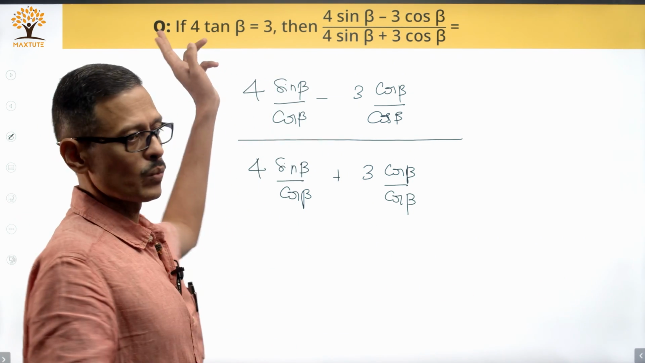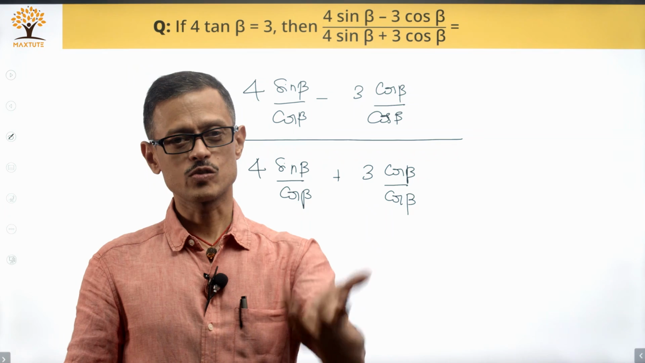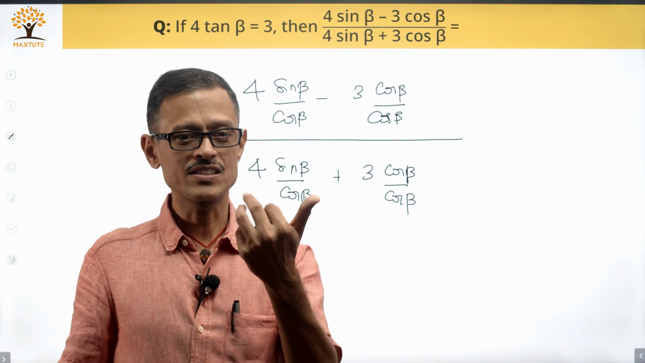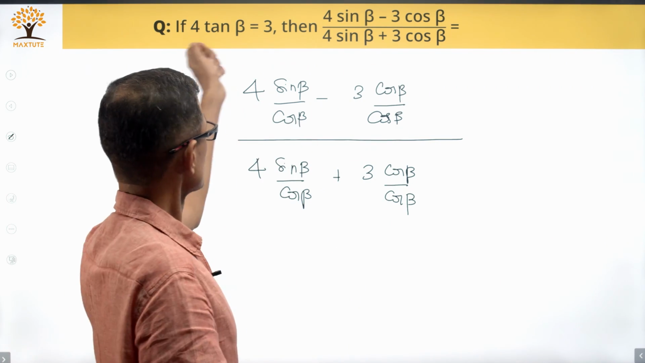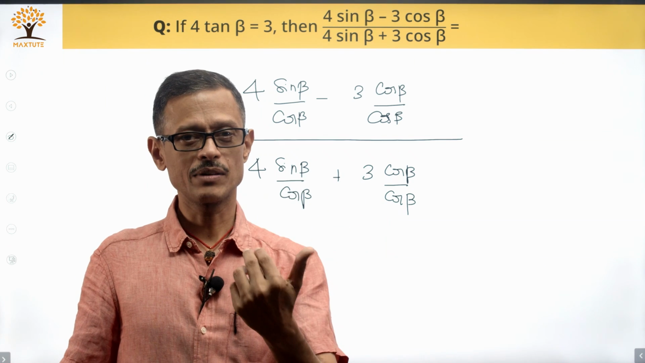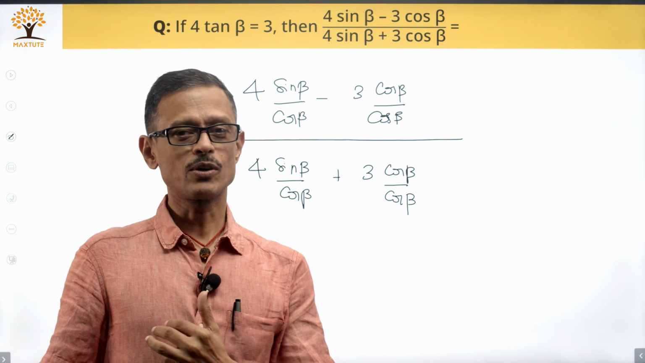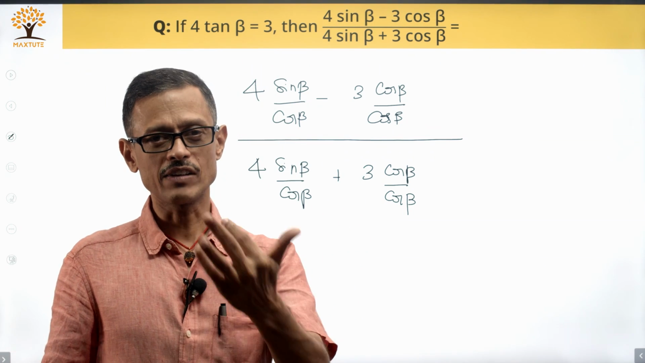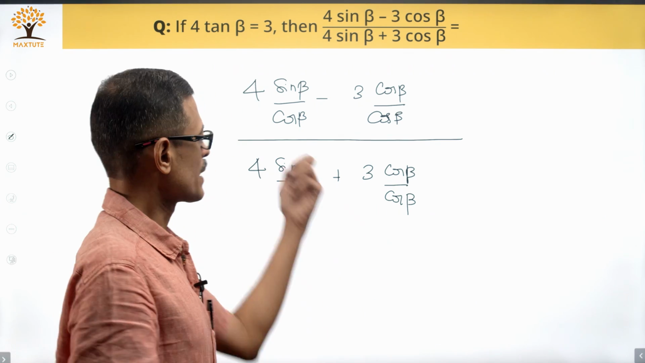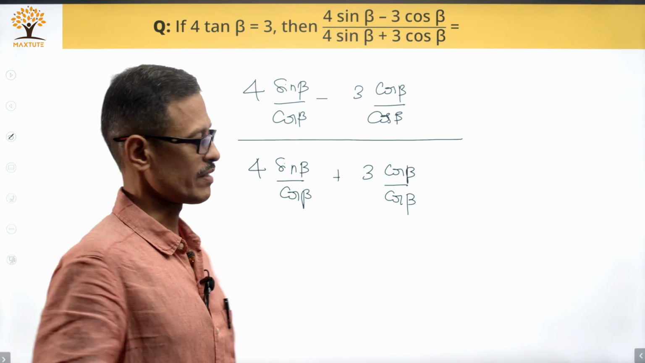Otherwise, you could have found out the value of sin beta and cos beta by saying that if 4 tan beta is equal to 3, then tan beta is equal to 3 by 4, find out what the value of the hypotenuse is, find sin beta, find cos beta and find the answer. That's another way of going about it, but I think this is a very elegant and quick way to solve this question.